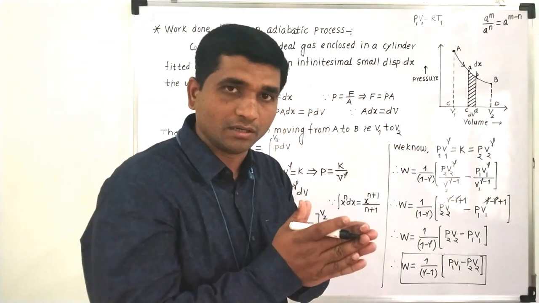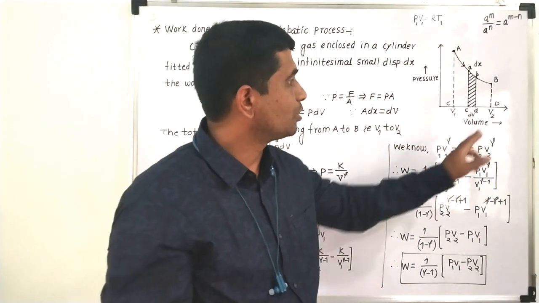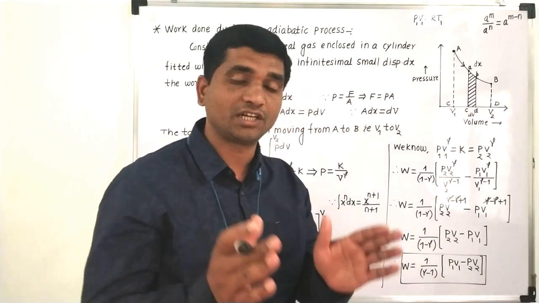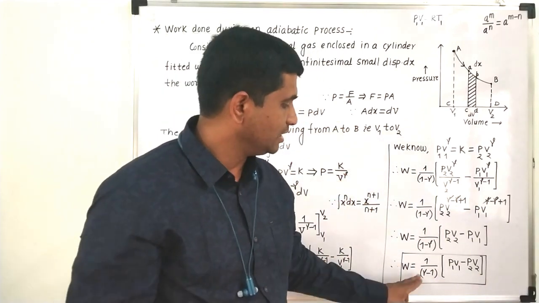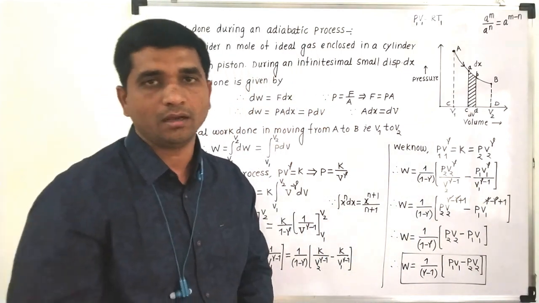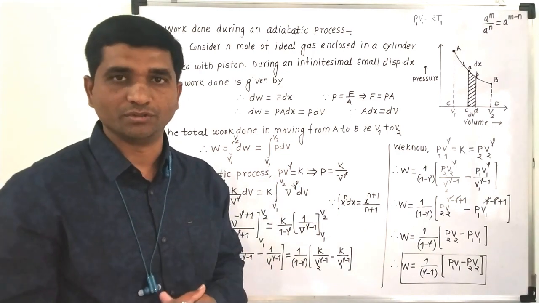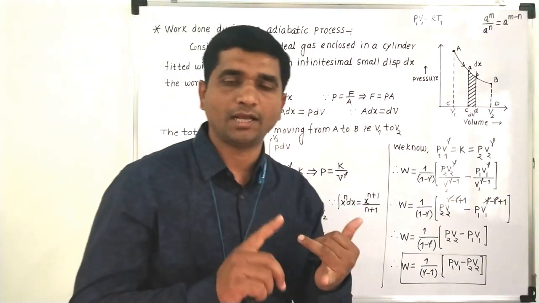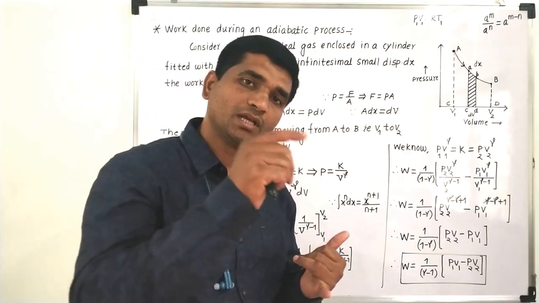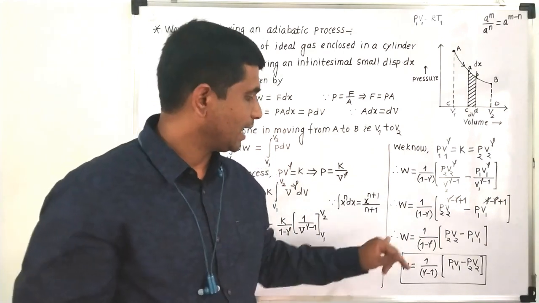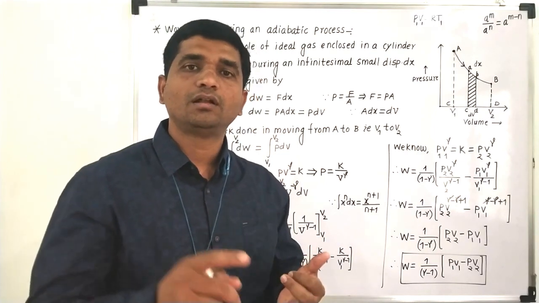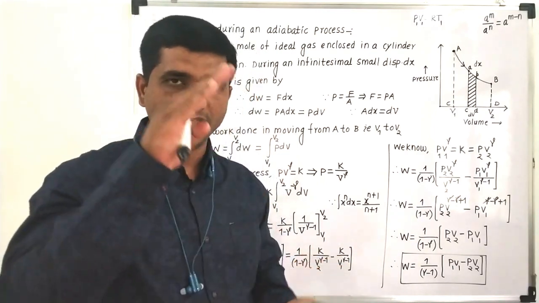And if it is a compression, then your final volume will be lesser. Okay, so V2 will be lesser. So V1 minus V2 in that case will be a positive number, and this also positive, so the work done during an adiabatic process will be a positive number. So you have to remember that work done during an adiabatic expansion is coming out to be negative because it is work done by the gas on the system. Okay, and in case of a compression, the work done is coming out to be positive because it is the work done by the system on the gas.